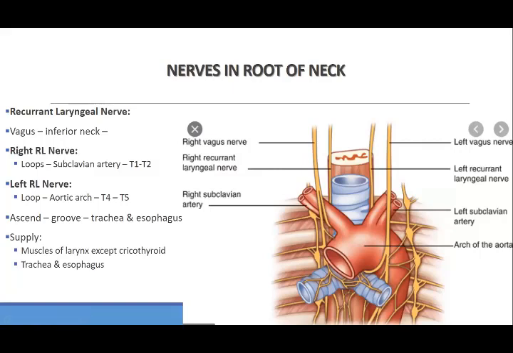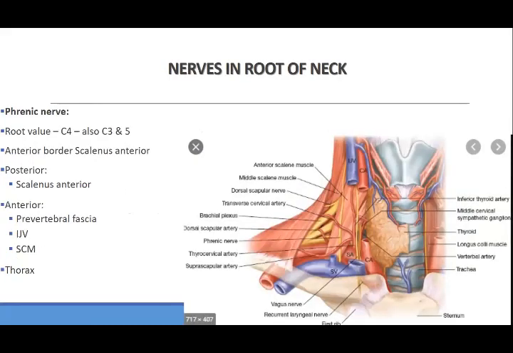Let me repeat the relations with the inferior thyroid artery. The recurrent laryngeal nerve may lie in front of the branches of the inferior thyroid artery, or posterior to the branches, or it may even go in between the branches of the inferior thyroid artery. That is why we ligate the inferior thyroid artery as far away from the gland as possible, to prevent injury to this nerve, because it supplies all the muscles of the larynx.